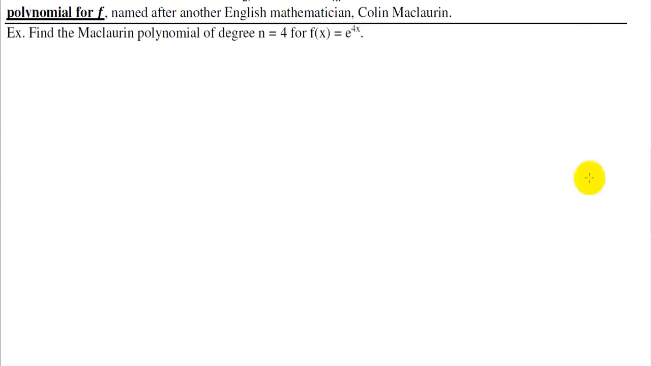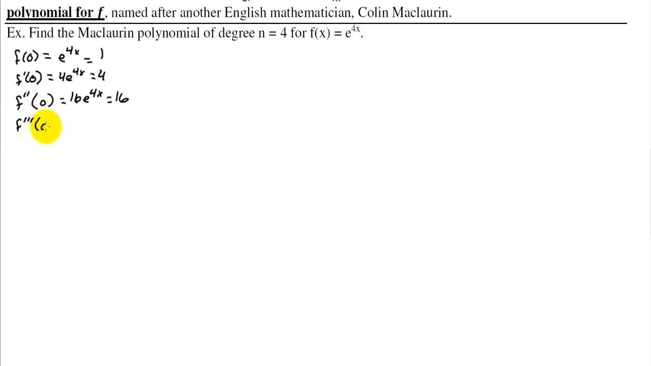Find the Maclaurin polynomial of degree n equals 4 for f of x equals e to the 4x. Well, we're going to start out by finding f of 0, where the function is e to the 4x. And that's just going to be e to the 0, which is 1. And then the first derivative is equal to 4 e to the 4x. When we plug 0 in, we get 4 times 1, which is 4. And then the second derivative at 0 is equal to 16 e to the 4x. When we plug 0 in, we get times 1 again. That's going to be 16.